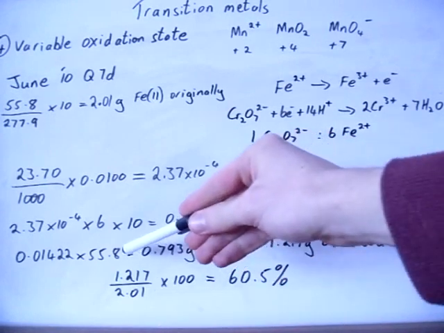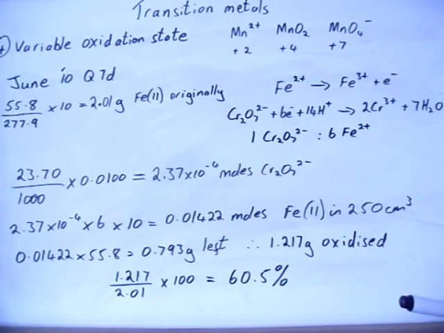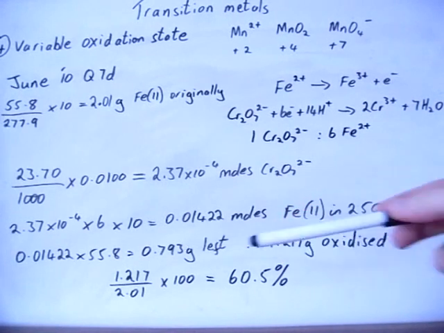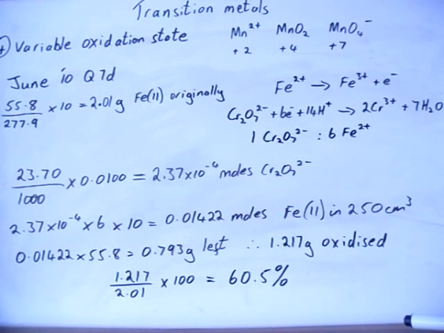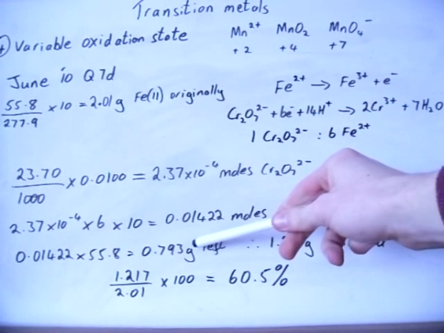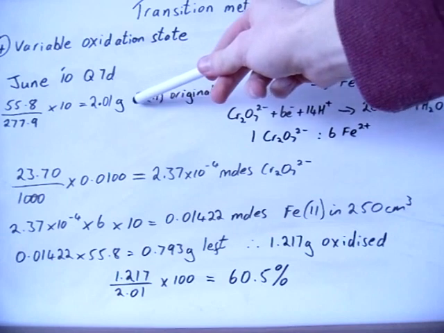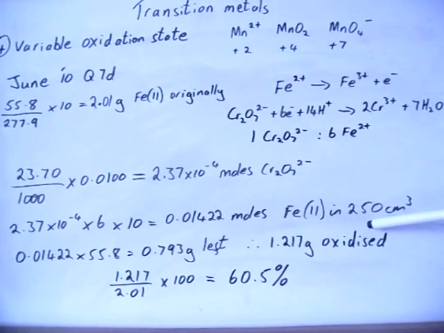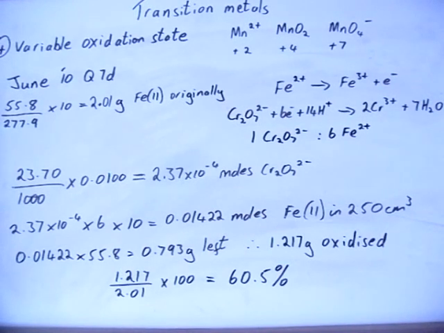Then onto the end here, I've multiplied again by the Mr of iron. So this tells me 0.793 grams were left. Now read the question very carefully. It asks you to calculate the percentage that had been oxidised, not the percentage left. So this was the mass we started with. This was the mass left. So therefore this, subtract this, tells me that 1.217 grams was oxidised.